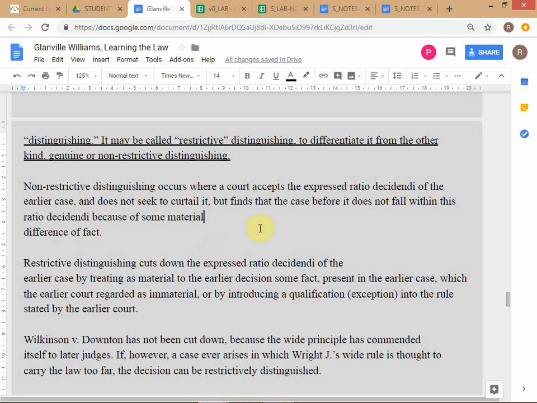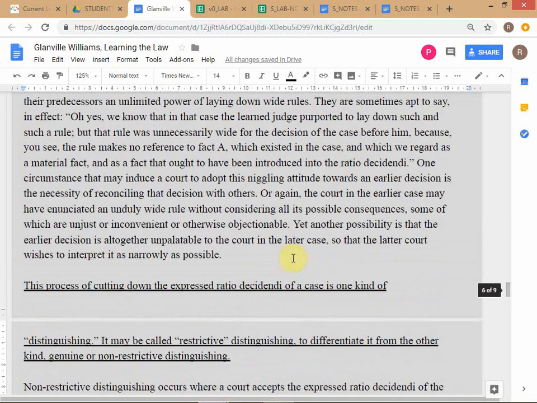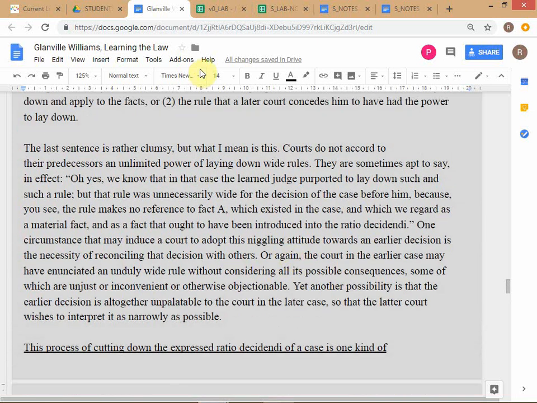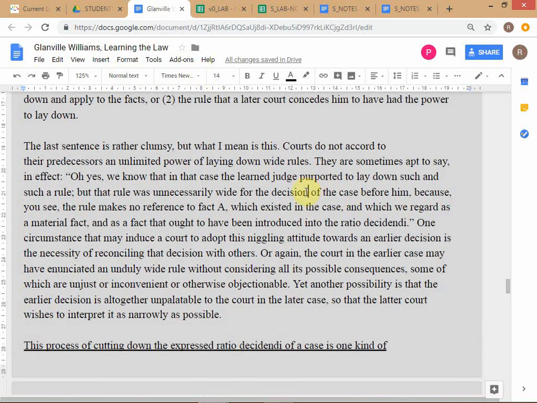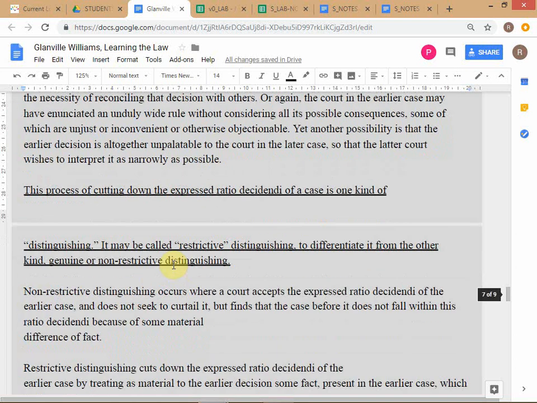Okay, that is non-restrictive distinguishing. Now, restrictive distinguishing is essentially this. Let me give you an example. Restrictive distinguishing is where you are cutting down the ratio decidendi of a case, a rule laid down in a particular case.